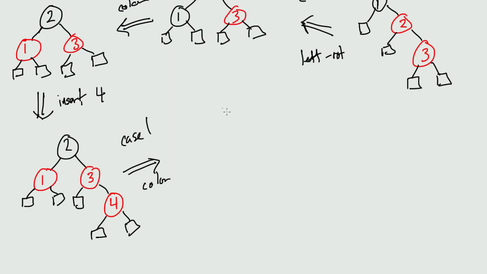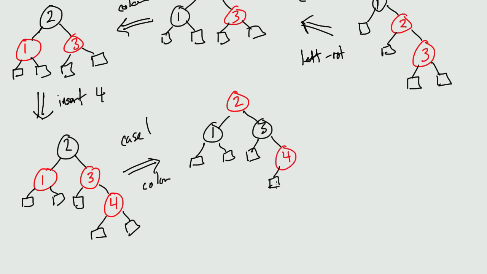So 2 is our root node. And then we have 1 and 3. And we'll draw all the null nodes here. And then let's do our 4th node and its child nodes. Okay.